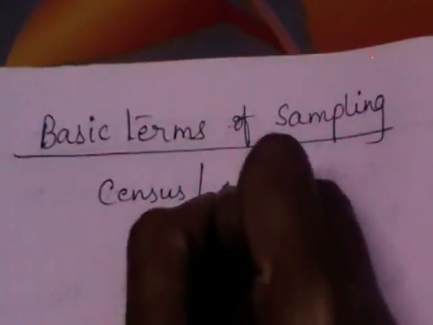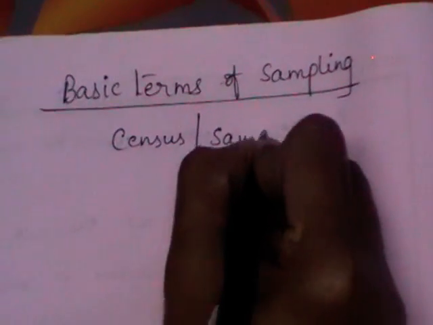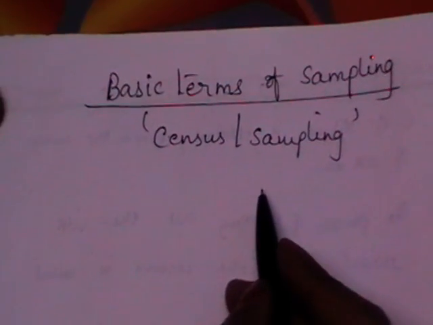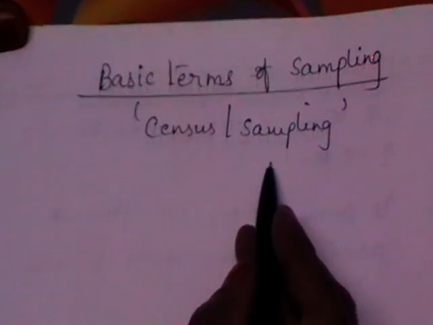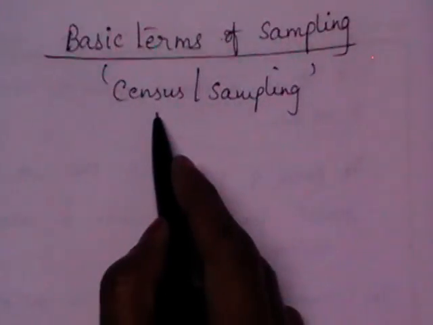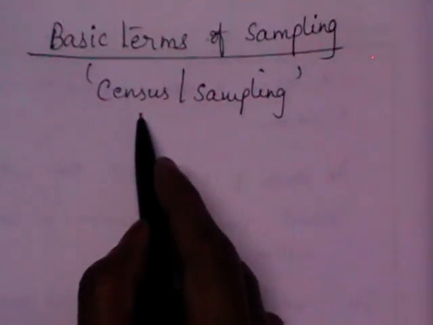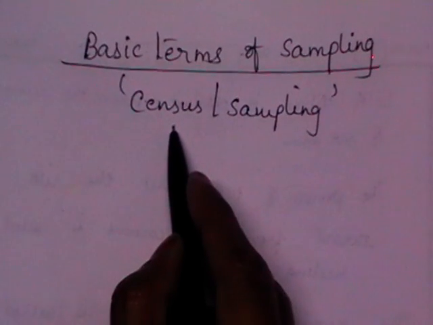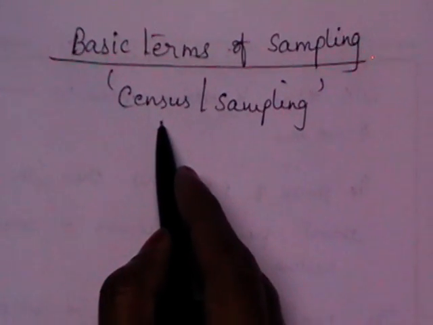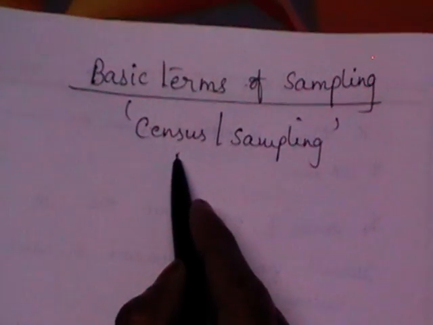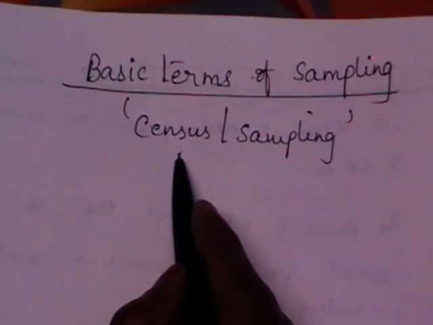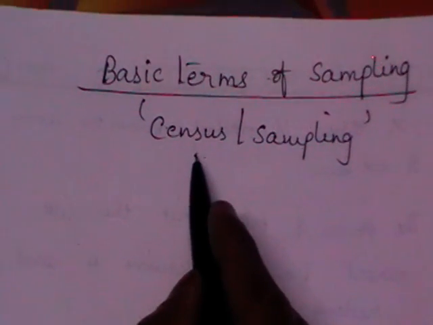As we have discussed census and sampling. What is census? Census is nothing but studying each and every unit of the population. Census always gives you accurate and correct results, but whenever the population is very high or infinite, if the number of units in the population is too large, studying each and every unit consumes a lot of time and money.